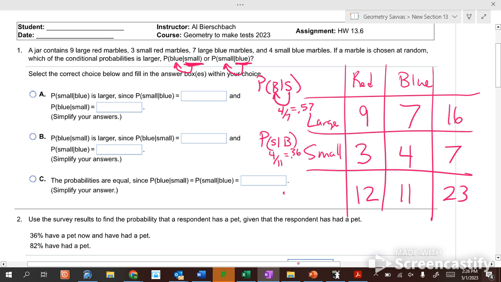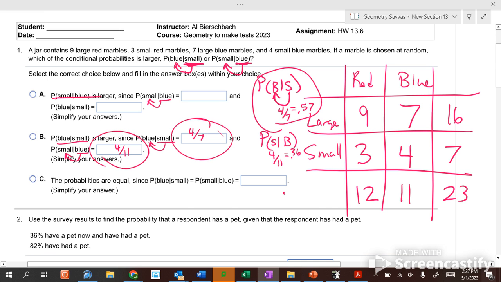Given that it's small, it's blue, or given that it's blue, it's small? Which one's bigger? Given that it's small, it's blue. Oh, that's not right, because that's that one. We want this one. So given that it's small, it's blue is 4 out of 7. Given that it's blue, it's small is 4 out of 11. It says simplify your answers. Please leave them as fractions, simplified fractions.